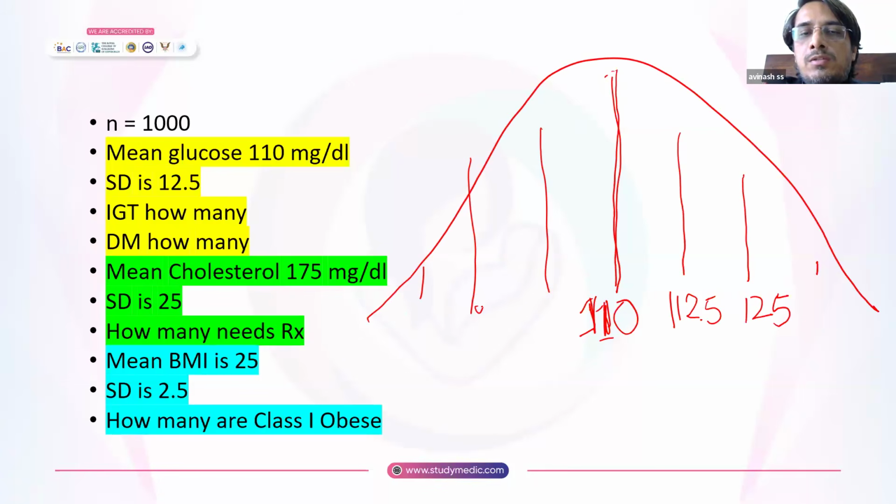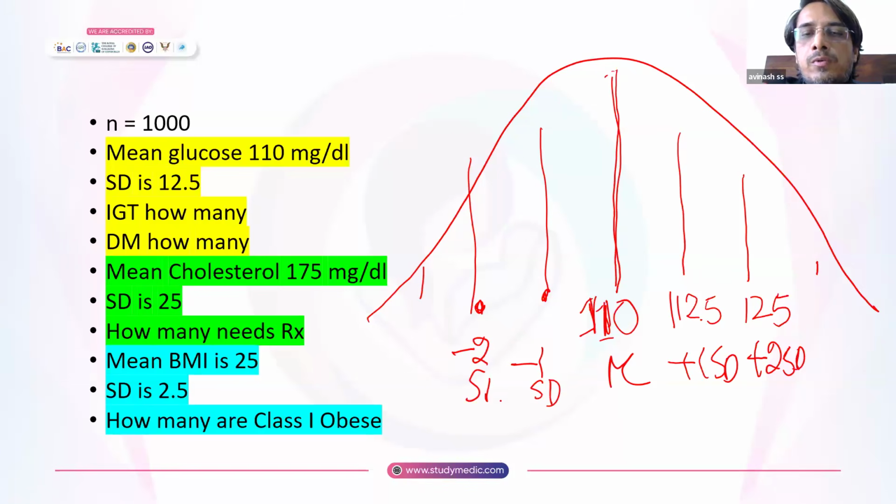Now, you can see this is plus 2 standard. This is the mean. This is the plus 1 standard value, this is mean plus 2 standard deviation value. And this is the minus 1 SD value, and this is the minus 2 SD value. So what is the question they ask? How many can be diabetic? This is a normally distributed value.